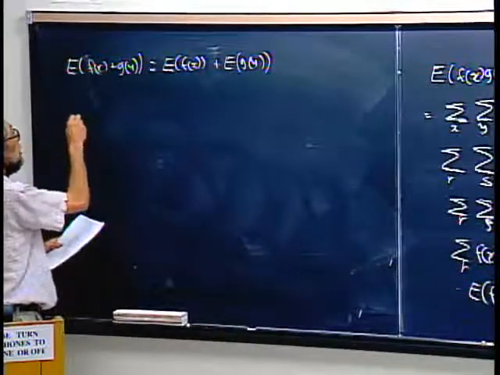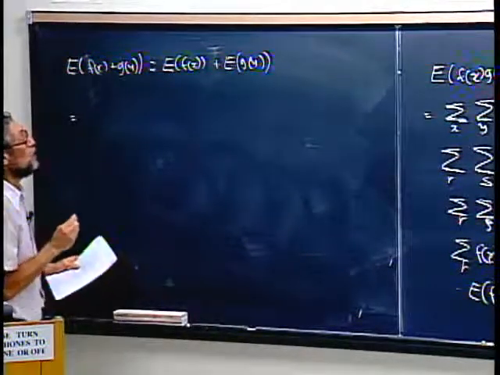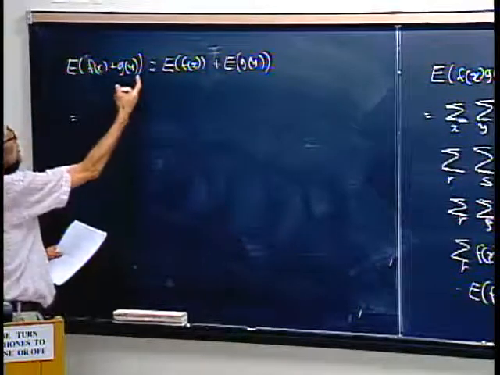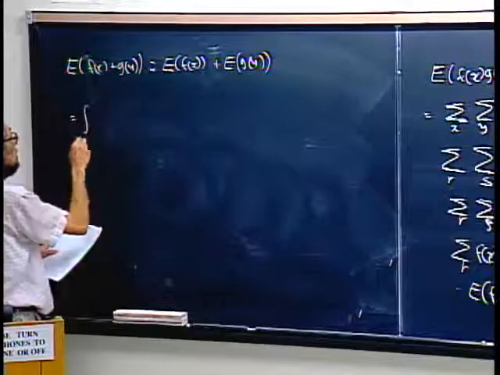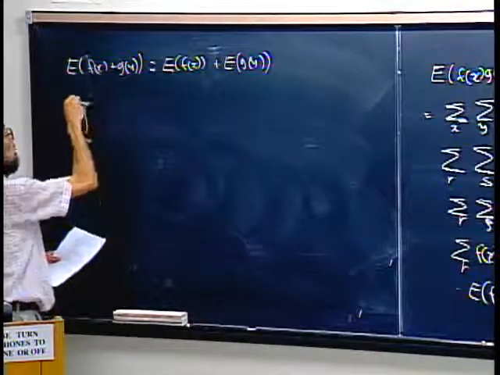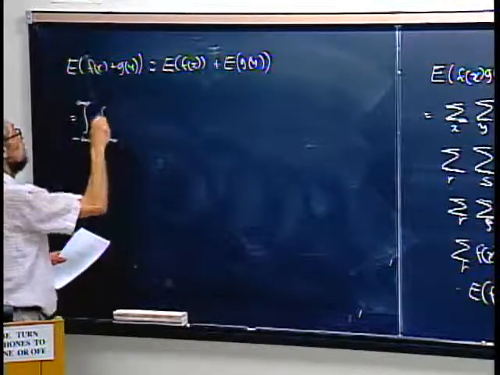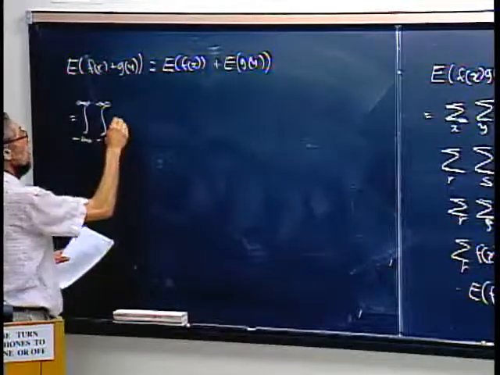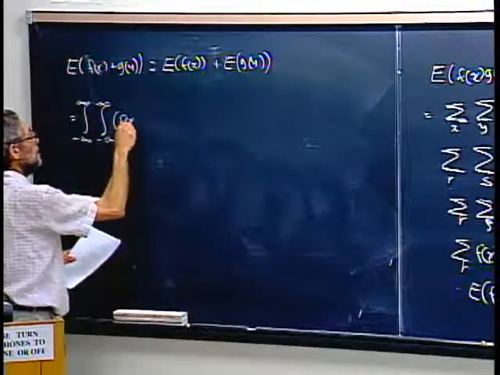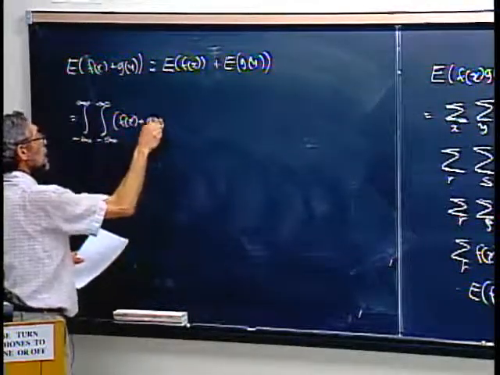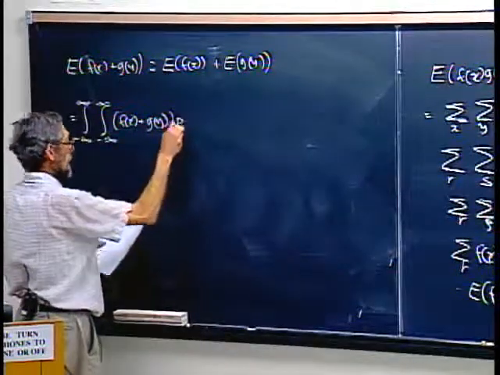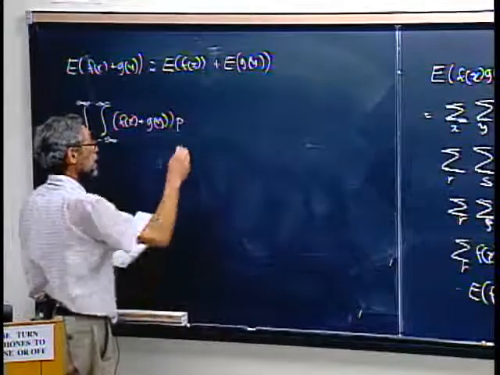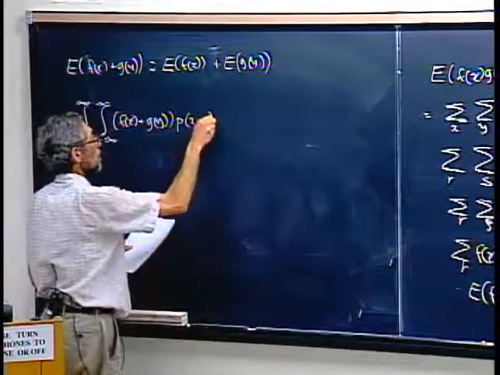So really, if you think about these as two independent variables, then this is a function of the two independent variables, and this expectation really means the integral from minus infinity to infinity for both of them. F of x plus g of y. And the probability of both of them.